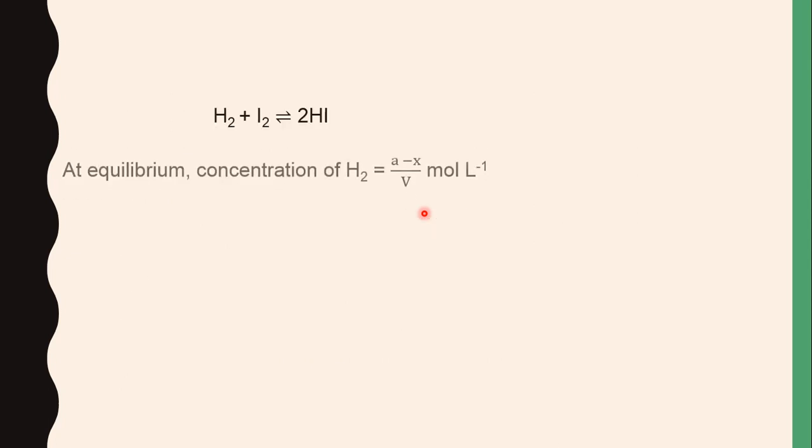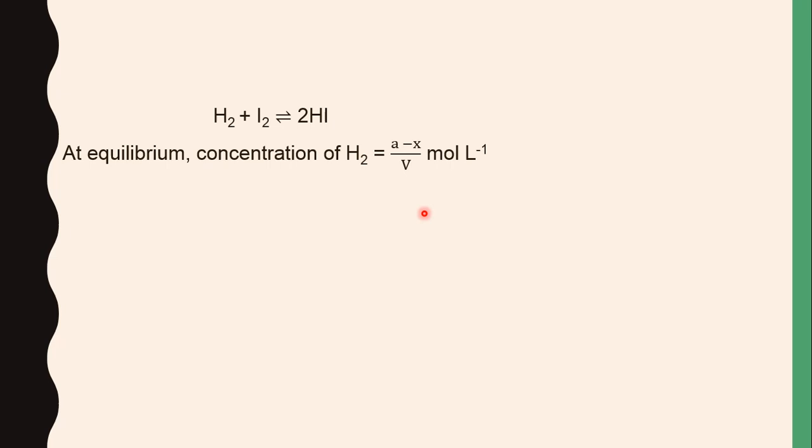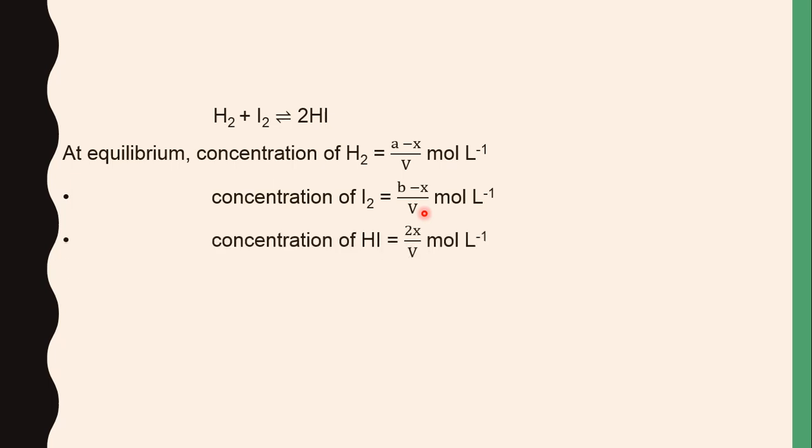Now at equilibrium, the concentration of hydrogen equals (A minus x) divided by V mole per liter, because mole number divided by volume equals concentration. In this way, the concentration of iodine equals (B minus x) divided by V mole per liter, and the concentration of hydrogen iodide equals 2x divided by V mole per liter.